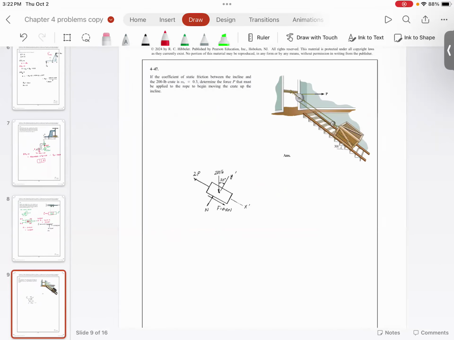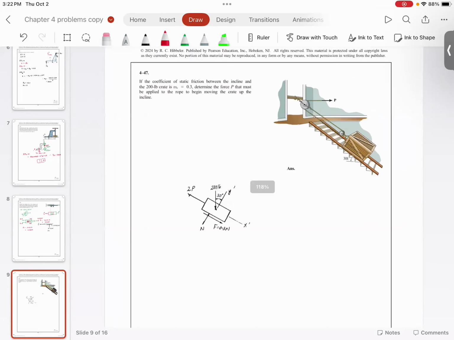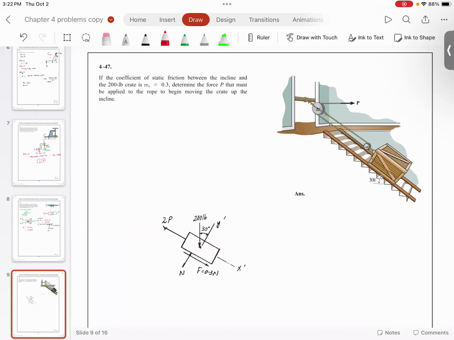This is a very interesting problem. In this particular problem, you have a block that is traveling on a ramp. If the coefficient of static friction between the incline and the 200-pound crate is 0.3, determine the force P that must be applied on the rope so that it can start moving.